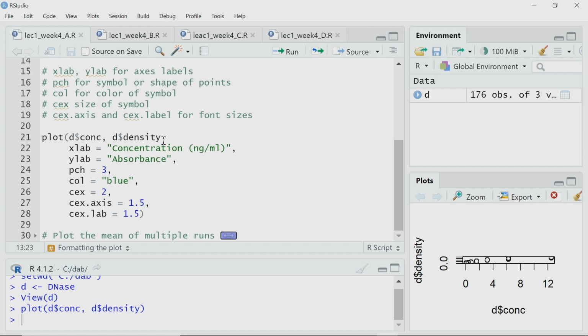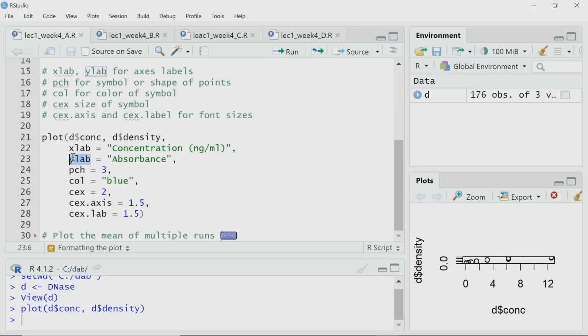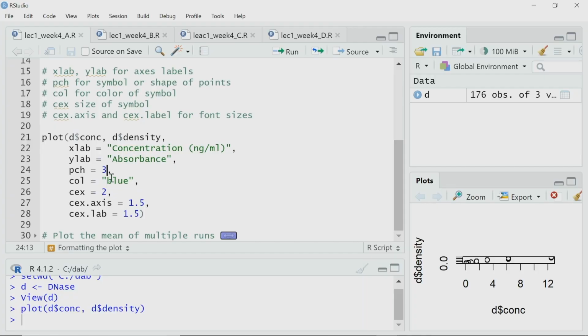So, obviously, x and y are defined at the very beginning. Then the second argument I use is to label the x axis. So, xlab is equal to concentration in nanogram per ml. The vertical axis label is ylab and it is absorbance. pch is the name of the symbol. R has some inbuilt symbols. If you go to the documentation, you can get a list for that. I am using 3, so it will be a cross or a plus sign, in a way. The color of that symbol I want blue.